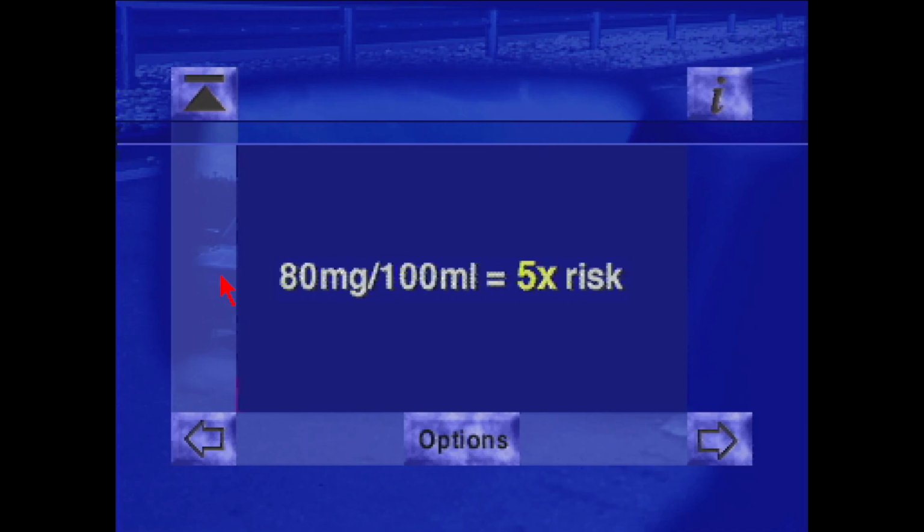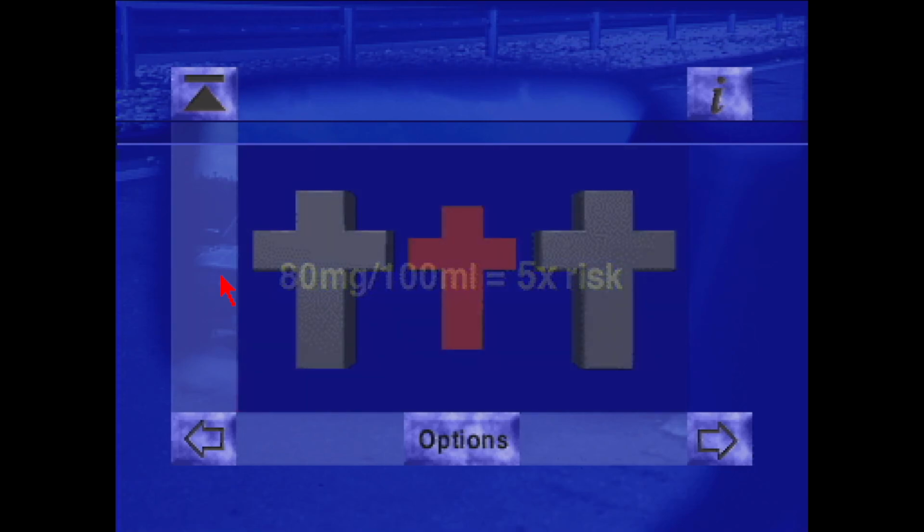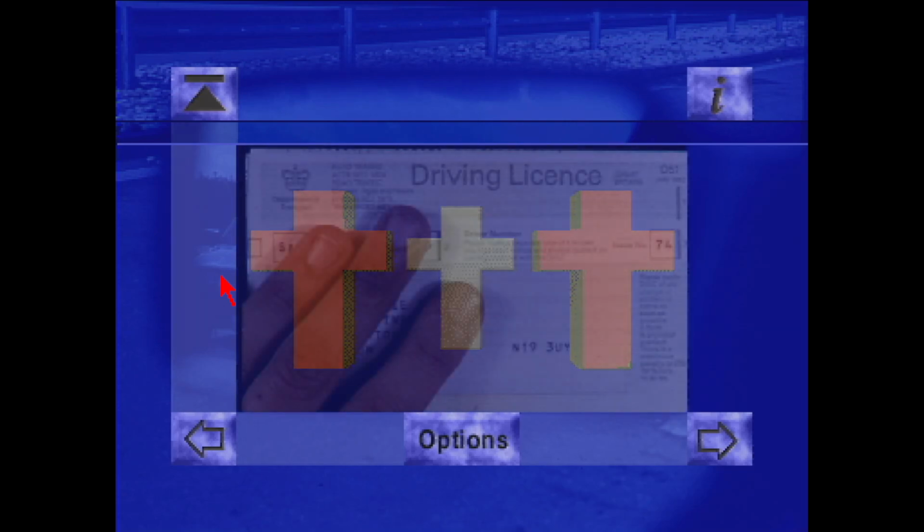At the legal limit, most drivers are 5 times more likely to have an accident than when they're sober, but they may feel safer. Over a third of drivers who die in crashes have been drinking. Late on Friday and Saturday nights, it's 2/3. And they kill other road users. Over a fifth of all road deaths are related to drink.